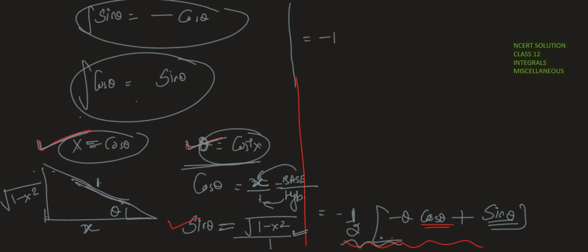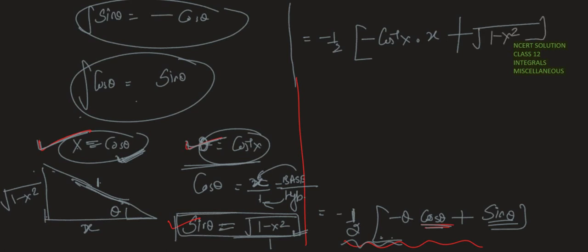So we will get minus of half minus theta. Theta is cos inverse x into, what is cos theta? Cos theta is x, look here, x, plus sin theta. Sin theta is this, root of 1 minus x square. So this is my answer.